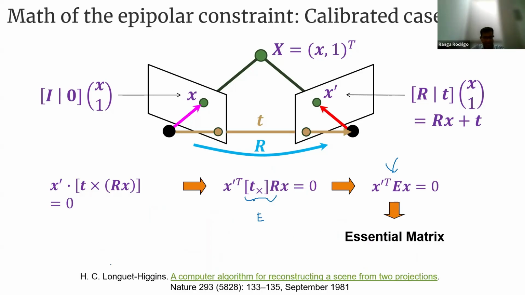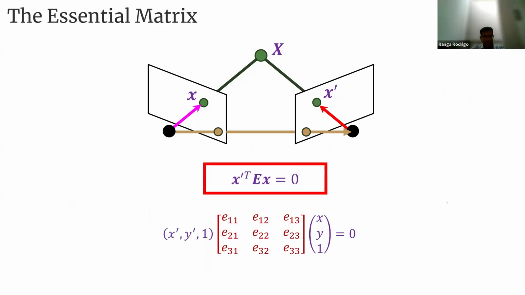This is called the essential matrix, due to Longuet-Higgins, 1981. It's a very important discovery. So x prime transpose Ex is equal to 0. This is the essential matrix. It's a 3 by 3 matrix. Two points correspond to each other if they can be captured into this x prime transpose Ex relationship. This is all you have to remember. x prime transpose Ex is equal to 0.